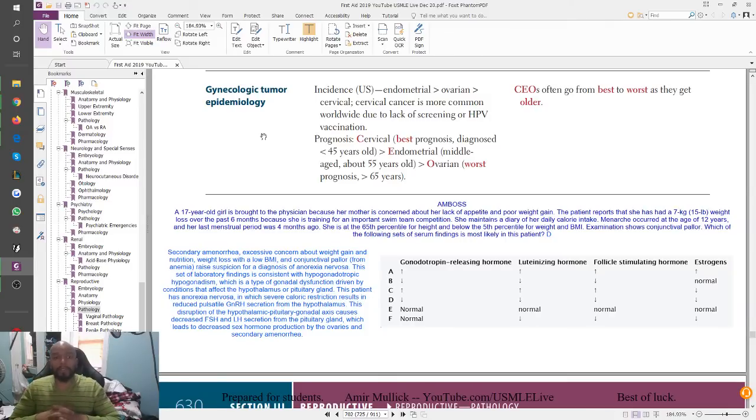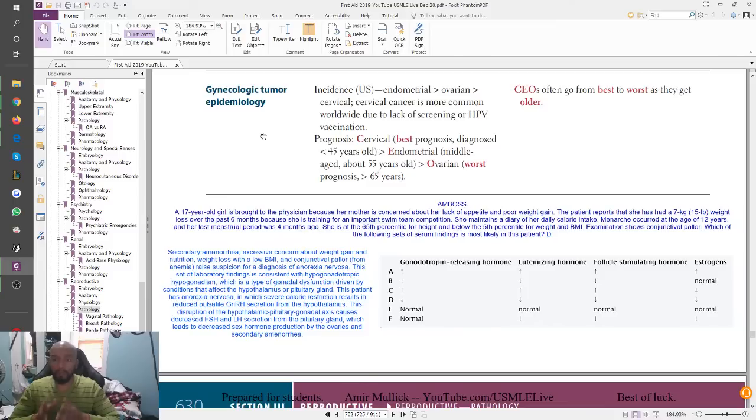Our patient is a 17-year-old girl brought to the physician because her mother is concerned about her lack of appetite and poor weight gain. The patient reports that she had a 15-pound weight loss over the past 6 months because she's training for an important swim team competition. She maintains a diary of her daily calorie intake. Amenorrhea occurred at the age of 12 years, and her last menstrual period was 4 months ago. She's at the 65th percentile for height and below the 5th percentile for weight and BMI.